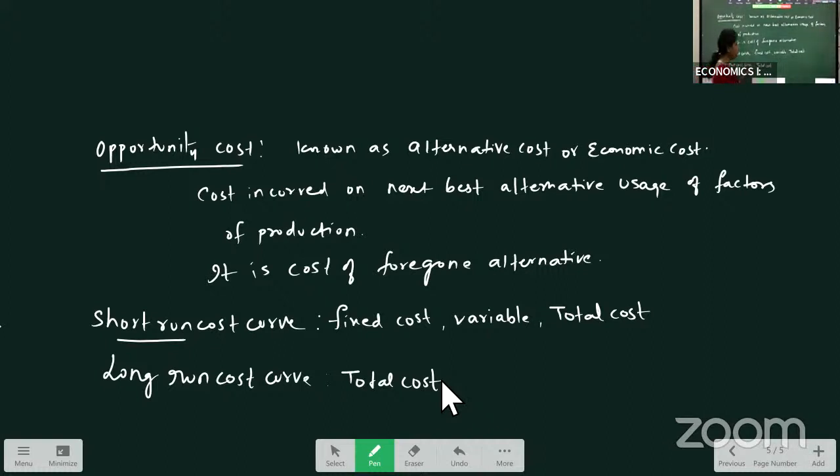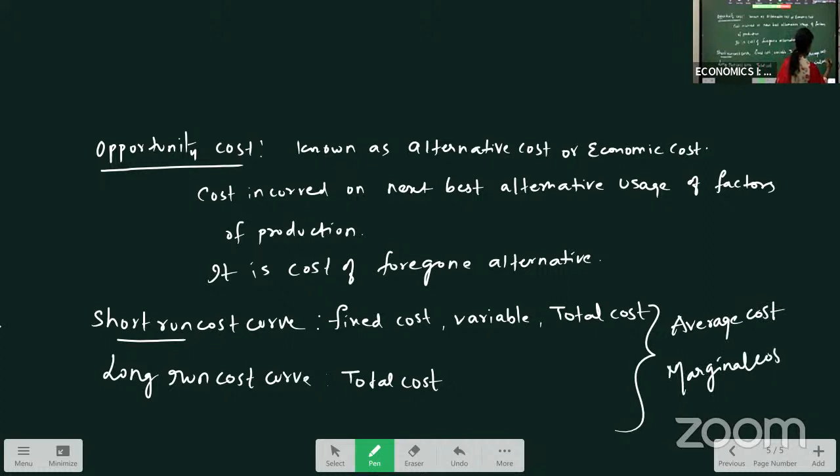Now, depending on this total cost, we also calculate average cost and marginal cost. Okay, these are the various costs that are incurred in short run and long run. Now let us see what are these fixed costs, variable cost, total, average and marginal, which is very important for your 2 marks again.